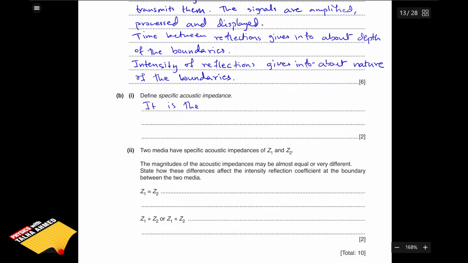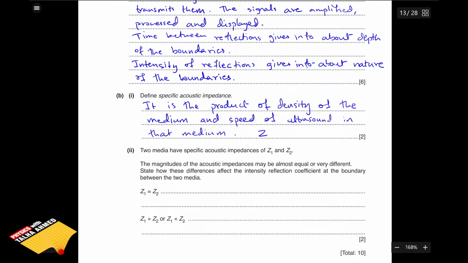Now we'll move on to part B, where we are simply required to define specific acoustic impedance. So this is very simple. You just have to remember the formula: Z equals rho multiplied by C. Z is the symbol for specific acoustic impedance, rho is the density of that medium, and C is the speed of the ultrasound wave in that medium. So you can write it down as a formula and then explain the symbols, or you can just write it as a complete sentence: it's the product of the density of the medium and the speed of ultrasound in the medium. That simple.